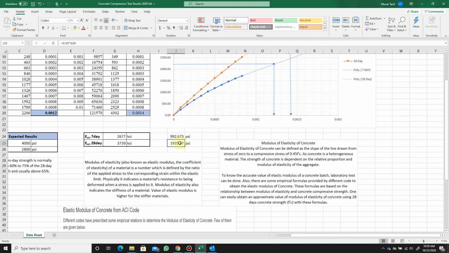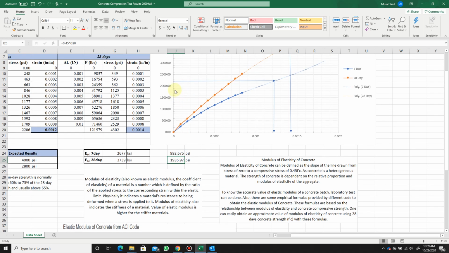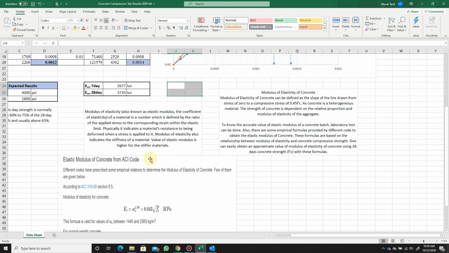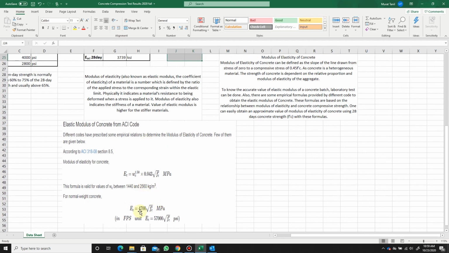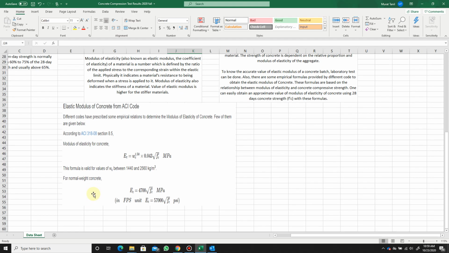And for 28 days, you can do the same thing. You can come here, look at the value that we calculated, 1,935. It should be here somewhere, and you assume that this is a straight line, which is the elastic portion of your graph, and you can look at the slope and calculate the modulus of elasticity. But in simple terms, you can use the equation easily, and you can calculate the modulus of elasticity based on this equation, which includes the normal weight of concrete. In this case, it is 145 cubic feet.